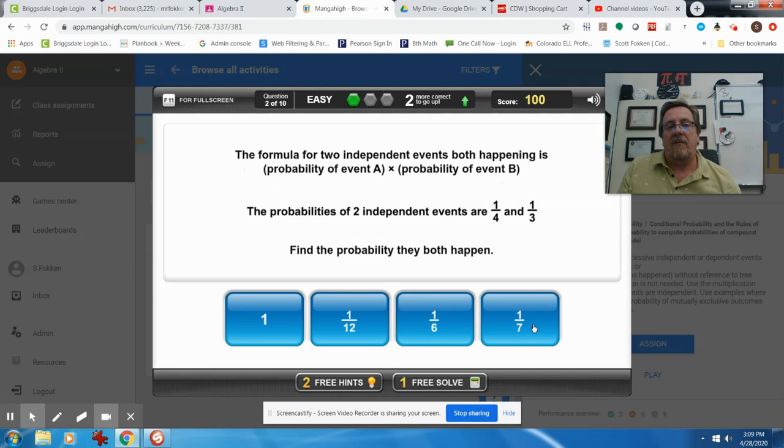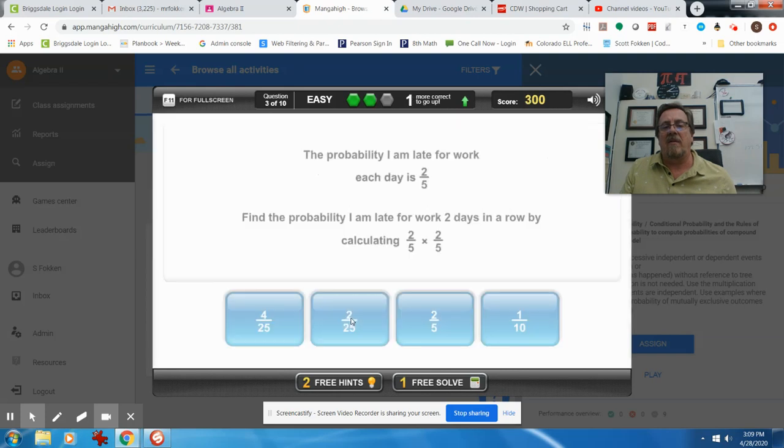The formula for 2 independent events, both happening again, is the probability that A is going to happen times the probability that B is going to happen. The probability of 2 independent events are 1/4 and 1/3. What is the probability that they're both going to happen? So we can just multiply to get 1 times 1 over 4 times 3, and 4 times 3 is 12. So that's going to be 1/12.